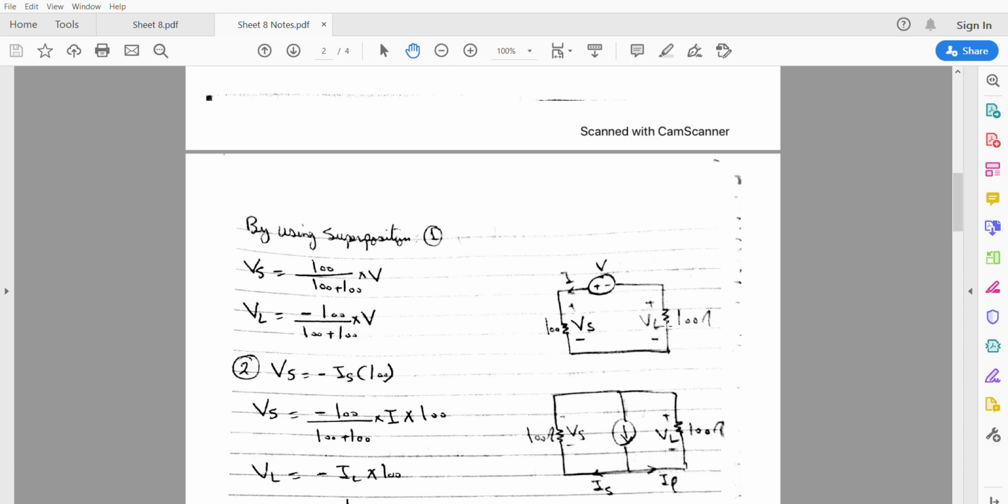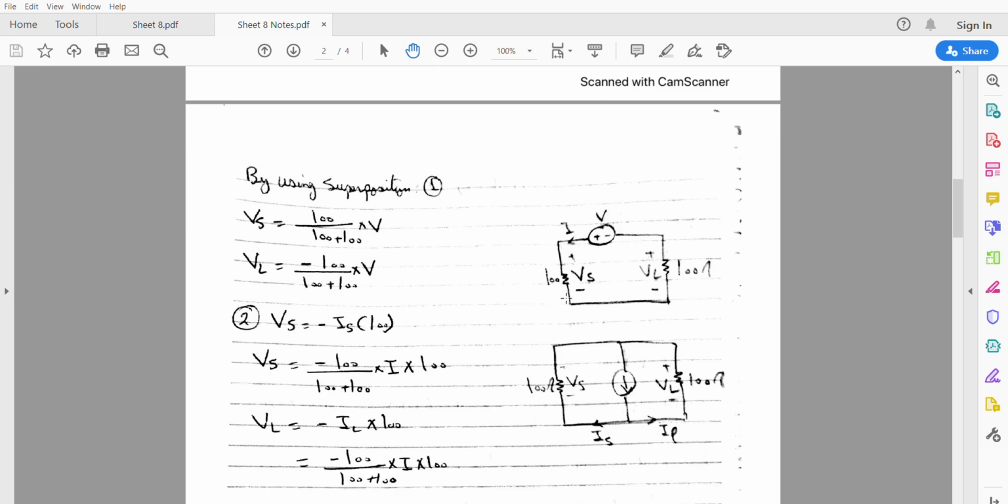Now the same procedure if we need to get the value of VL, but be careful of this sign, since the current is moving from here, so the first terminal that it enters is negative. So you can get the value of VL by voltage division: negative 100 over the total resistance multiplied by the voltage source, which is equal to V.